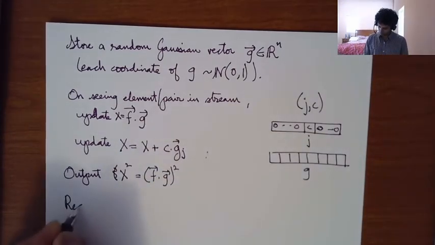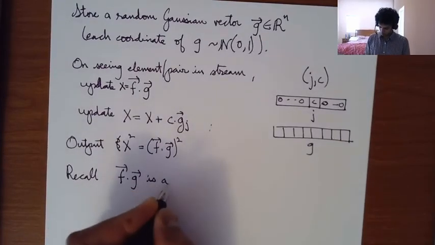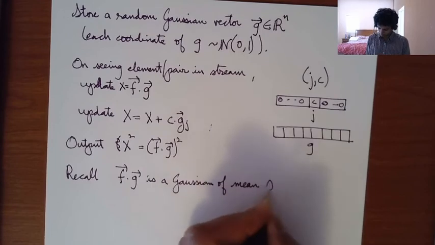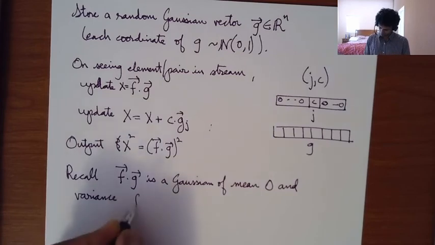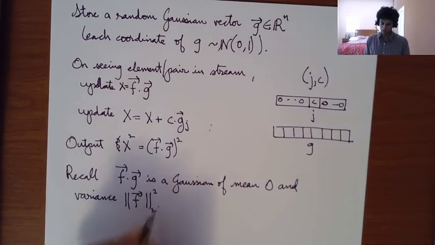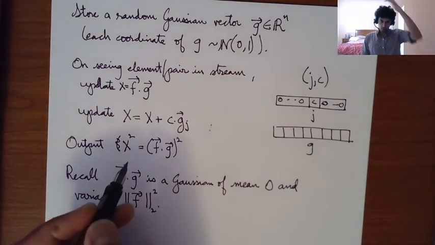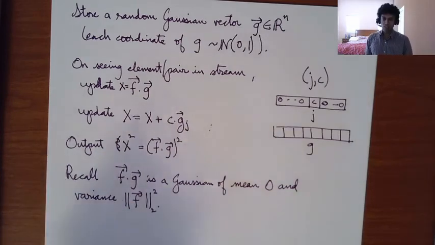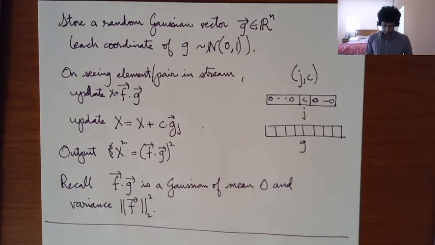Now recall that F dot G is a Gaussian of mean 0 and variance being the 2-norm squared of F. And therefore, what you're outputting is exactly the variance. The expectation of the output is the variance. So this is the AMS sketch. Any questions about that?